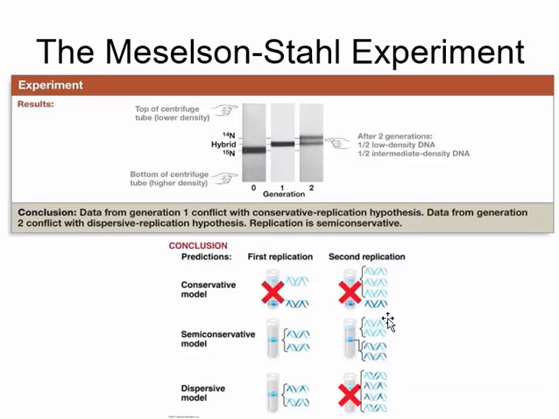So based on our prediction of the next round, here are the results rather: half is intermediate or hybrid, heavy and light DNA, and the other half is light DNA. So given what we would expect from our semi-conservative model, that's what matches up. The dispersive model doesn't work because here we'd expect some sort of intermediate weight, so maybe somewhere in between these two lines here on our resulting centrifugation, but we didn't see that, so we can rule out the dispersive model as well.